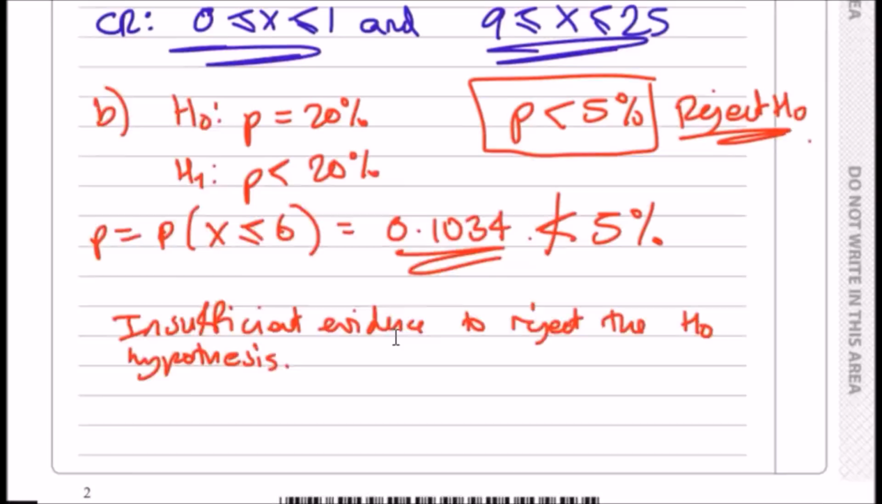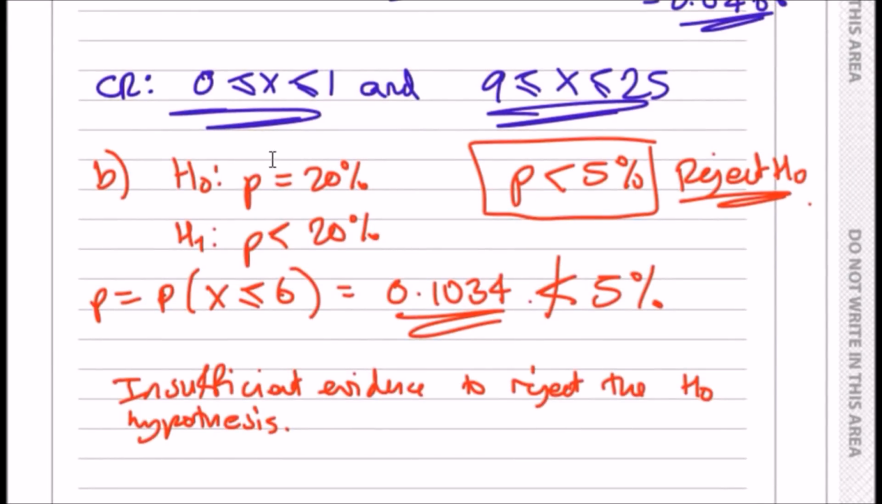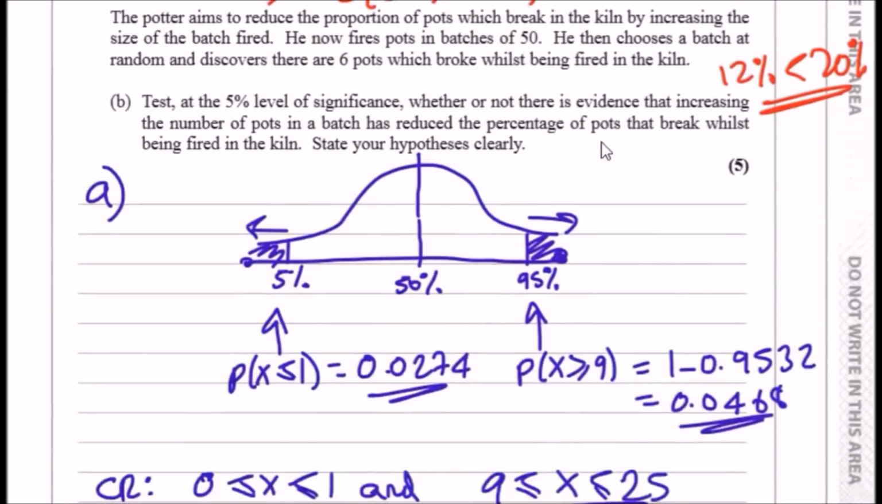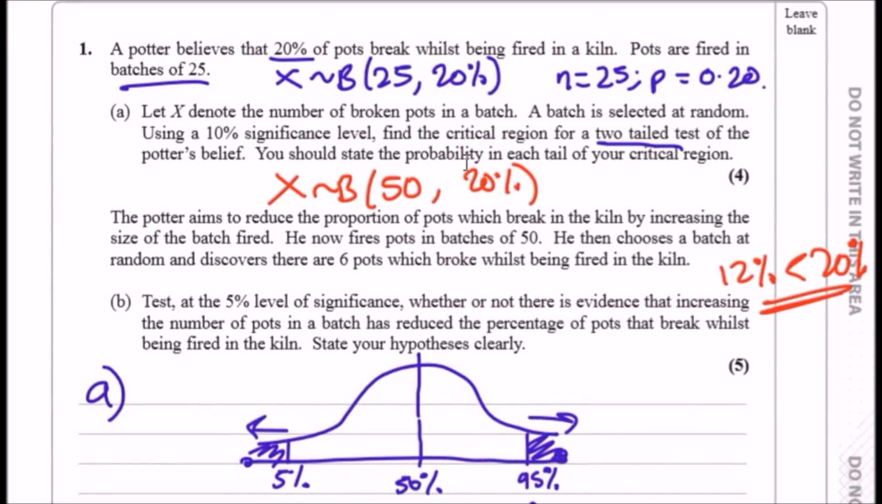So what does this actually tell us? If we can't reject it, if there's insufficient evidence to reject it, that means we're going to accept it. So we're going to assume that the probability remains constant at 20%. So we have to agree with the potter's belief. That's what it really means. So ultimately, we can say that there is no reason to assume the new belief.